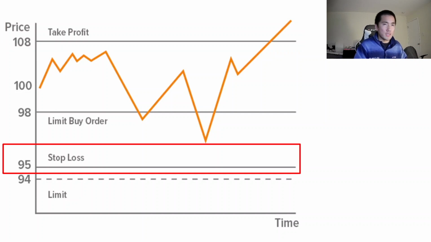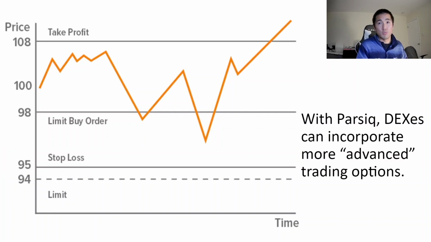And I want to set a stop loss here, because if this asset hits $95, then my trade is wrong, and I just want to cut my losses. Though this seems really trivial, this is something that current DEXs cannot do. But with Parsiq's if X then Y smart triggers, DEXs can incorporate more trading options that are more user friendly, and something that you can do on Fidelity, all those crazy trading options.